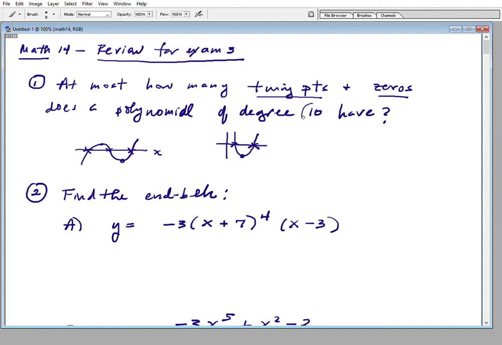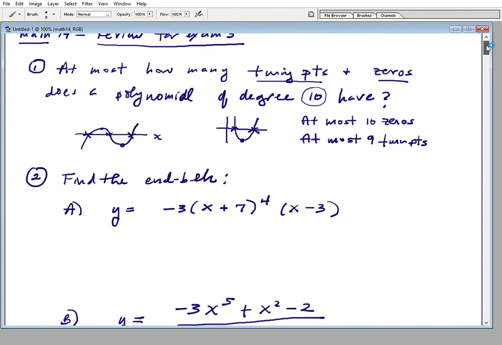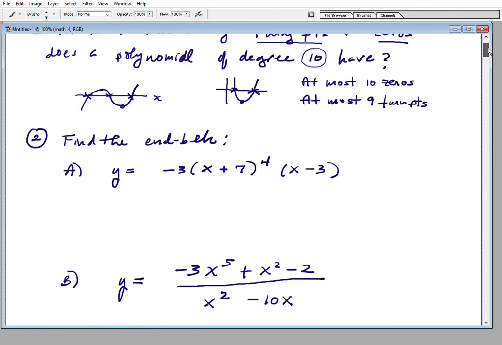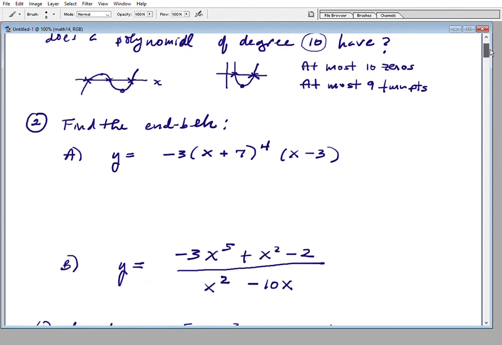All right, so a polynomial of degree 10 has at most 10 zeros, same as the degree, and at most 1 less turning point, at most 9 turning points. Okay. If you have any questions, you can always use the mic or use the chat to ask a question.